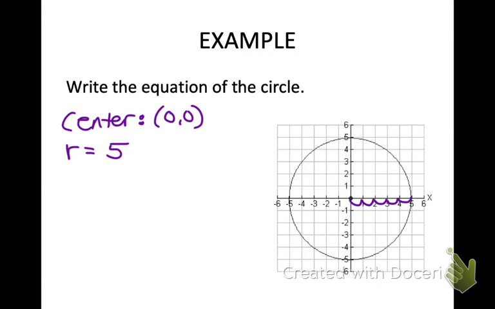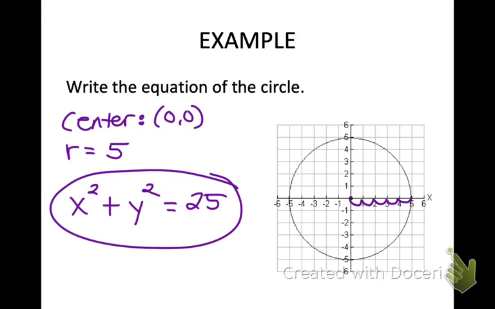Okay, so if I have a center of 0, 0 and a radius of 5, what's going to be the equation? x minus 0, which would just be nothing, so x squared, plus y minus 0, which is nothing, so y squared, is equal to r squared, which is 25. Good. So that would be the equation of your circle.